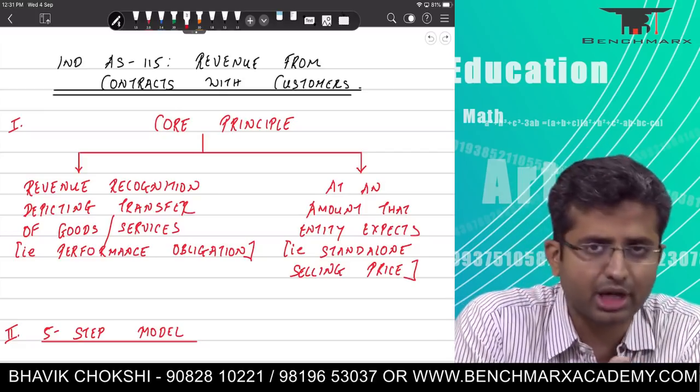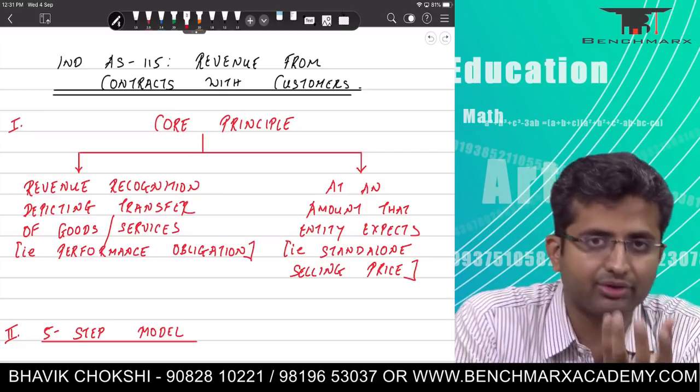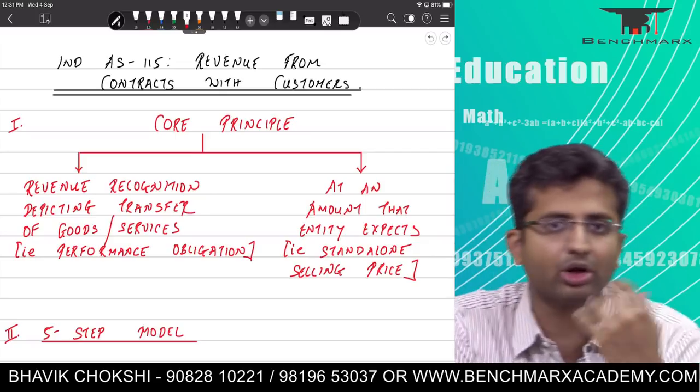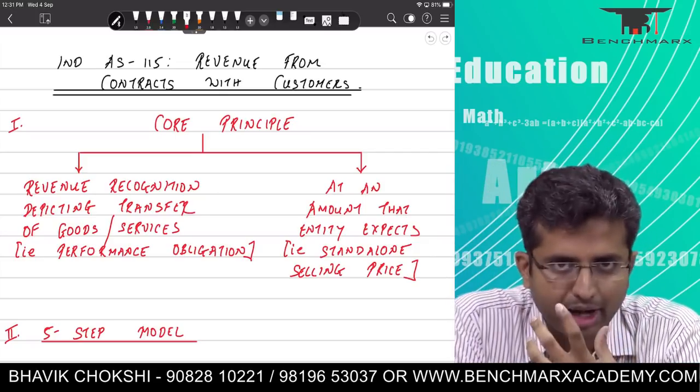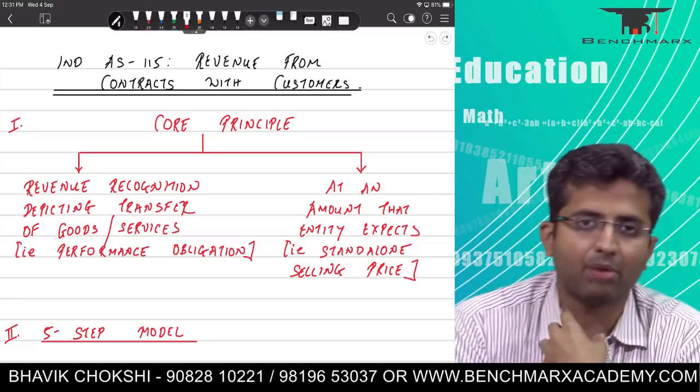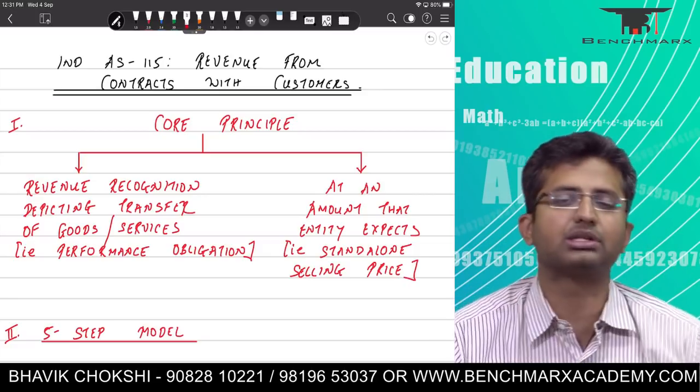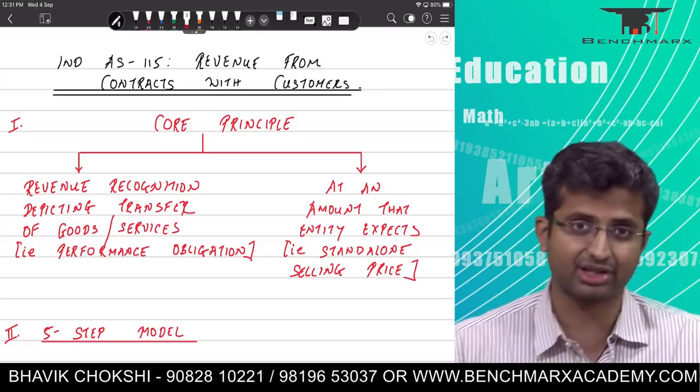So this is a new standard, and why is it introduced? Well, it is introduced because the old AS 9 or the Ind AS 18 had some drawbacks. The standard tries to rectify these drawbacks. It took almost a decade for this standard to get finalized, so it's a very, very interesting standard.